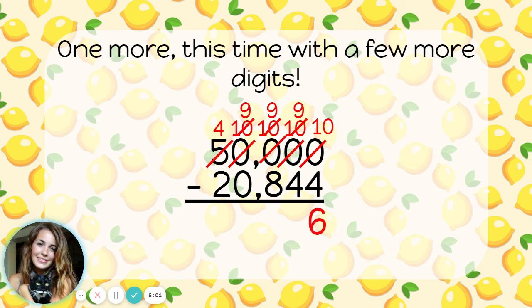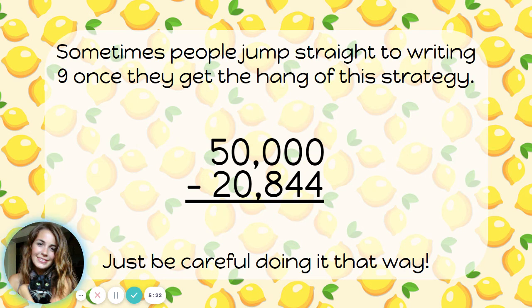Let's subtract the tens place. 9 minus 4 is 5. In the hundreds place, I have 9 minus 8, which is 1. The thousands, I have 9 minus 0, which is 9. And when I subtract the 10,000s place, 4 minus 2 is 2. Sometimes people jump straight to writing 9 once they get the hang of this strategy. Just be careful doing it that way.